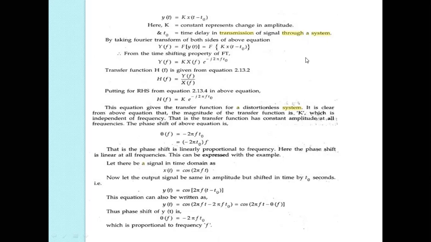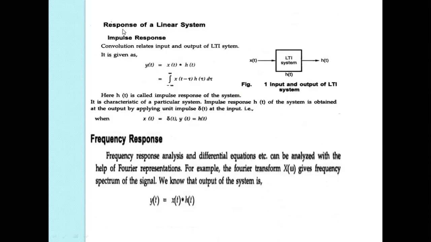I'll go for the next topic: response of a linear system. In that, the first one is impulse response. The convolution relates the input and output of a linear time invariant system.